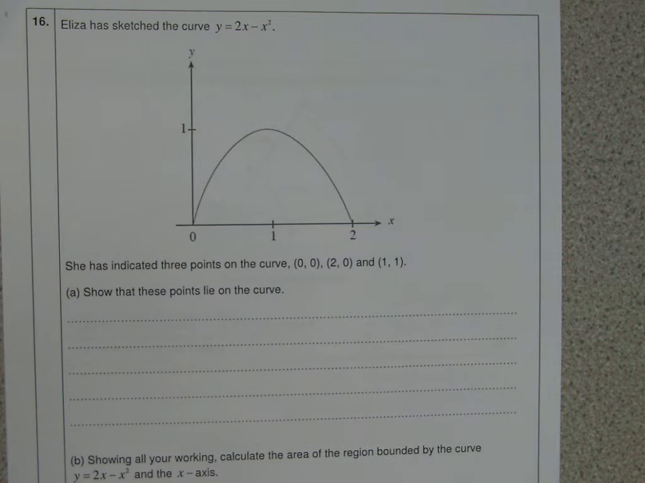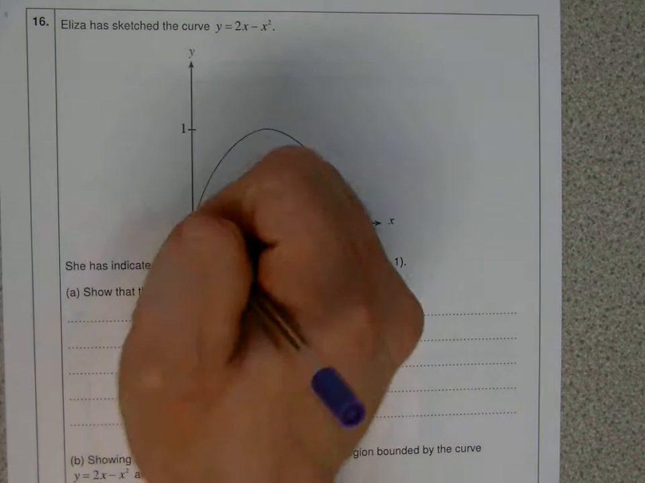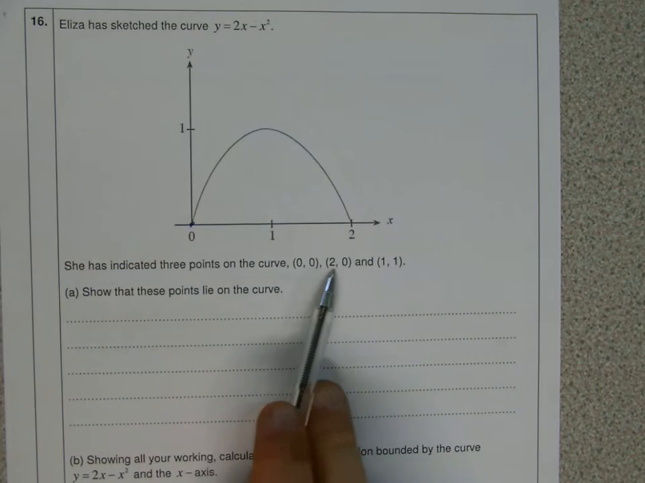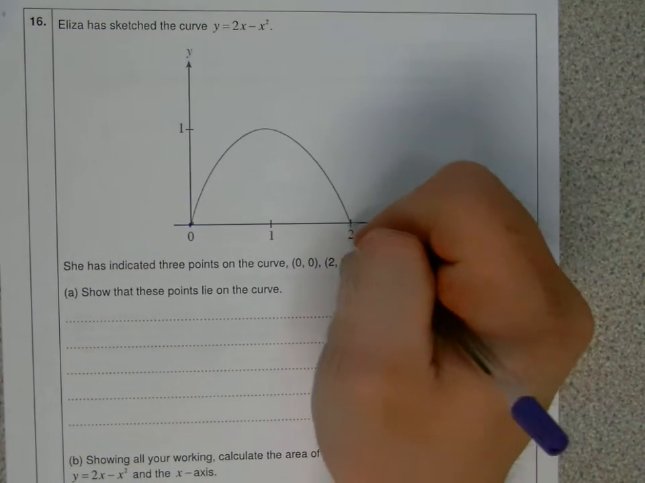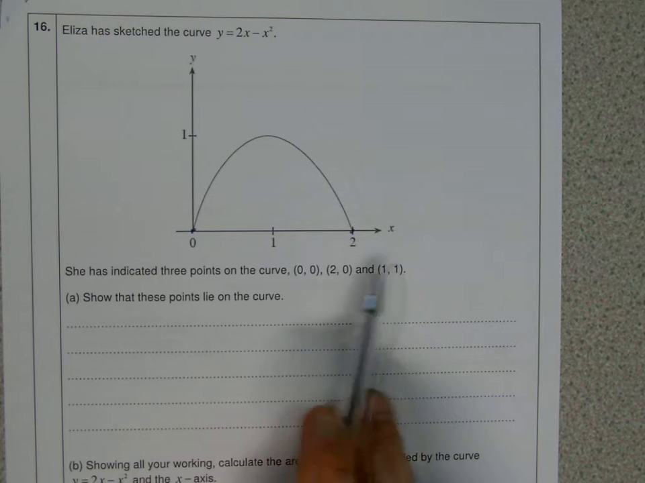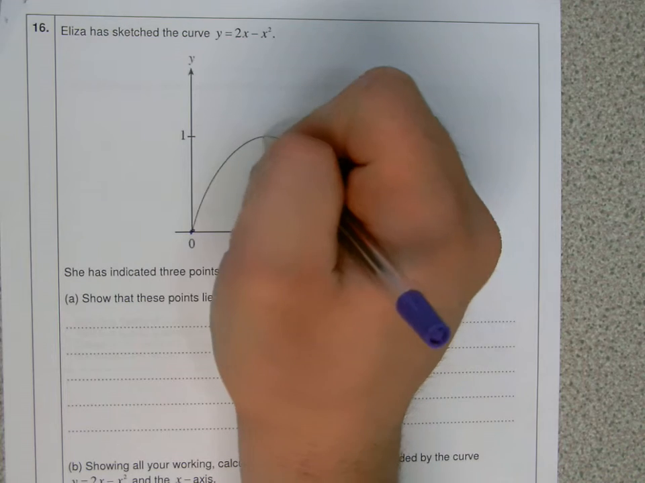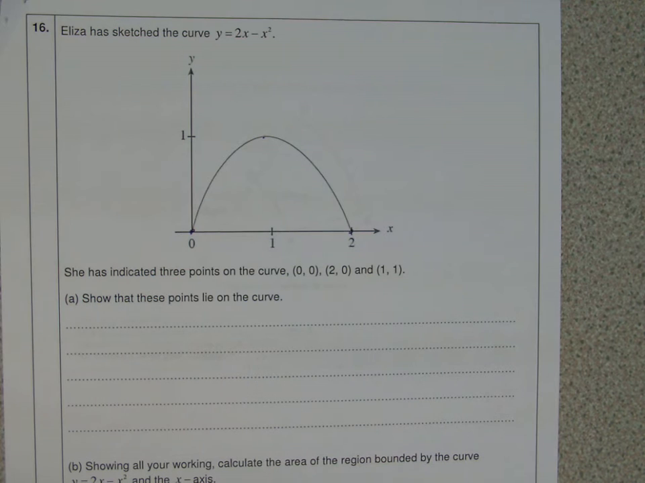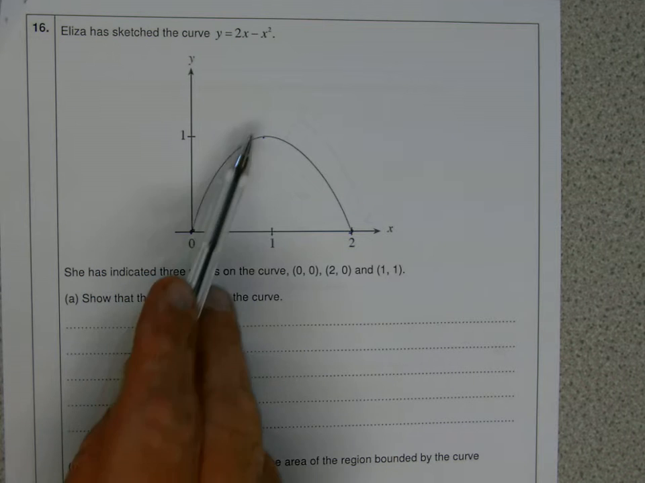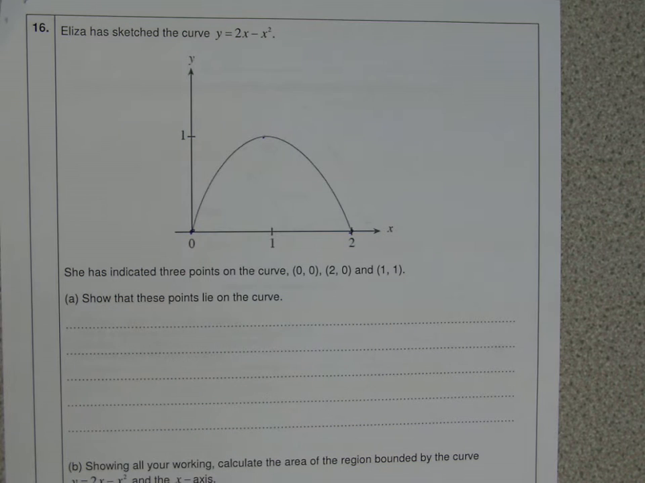Okay, so this question here: Eliza has sketched the curve y equals 2x minus x squared. She has indicated 3 points on the curve: (0, 0), which is here, (2, 0), which is here, and then (1, 1), which has been indicated there, 1 on the x, 1 on the y. It's actually the top of the curve there, yeah? It says show that these points lie on the curve. It's all very well me pointing them out on the diagram, but show that they lie on the curve.